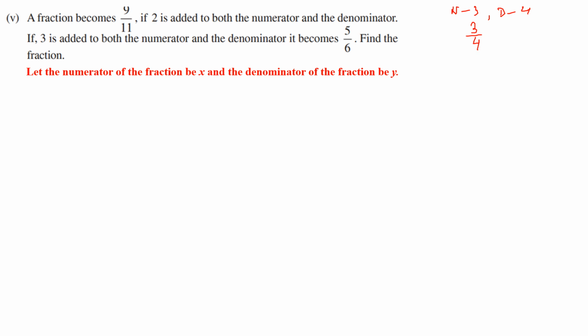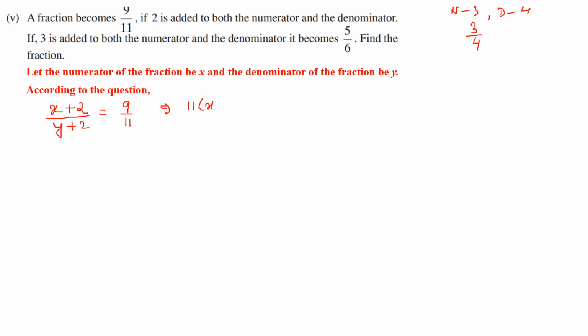Now for each statement we can frame one equation. So according to the question, for the first statement, it says a fraction becomes 9 by 11 if 2 is added to both numerator and denominator. So if you add 2 in the numerator, it will become X plus 2. And if you add 2 in the denominator, it will become Y plus 2. So the fraction will be X plus 2 by Y plus 2, because we write a fraction as numerator by denominator. And this value is given as 9 by 11. Okay. Now let's cross multiply.